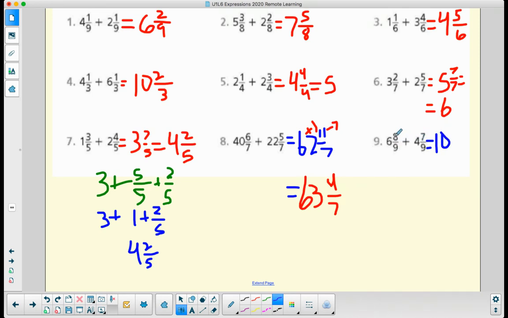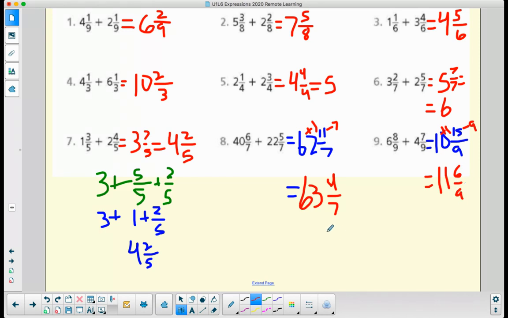8 ninths plus 7 ninths, I'm going to add my numerators. 8 and 7 are 15. And keep my denominator the same because the size pieces didn't change. Now, I know that I can take and group 9 ninths. So I'm going to take out 9 of these ninths to give myself one more whole. So 10 plus one more whole makes 11. 15 ninths, take away the 9 ninths, leave me with 6 ninths.